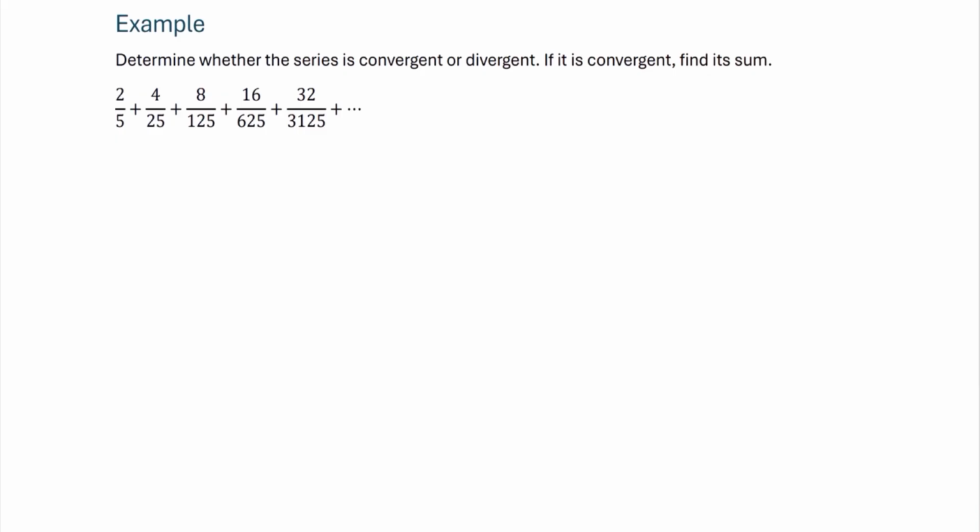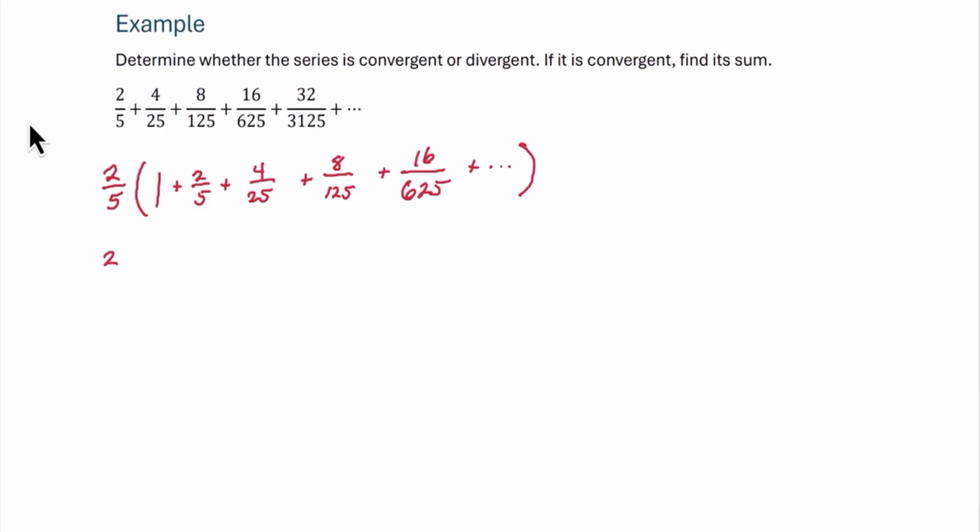In our next example, it looks like we have factors of 2 in the top and factors of 5 in the denominator. Let's pull out 2/5. Let's factor it out and see if that helps us rewrite this or recognize any kind of patterns. So we have 1 plus 2 over 5 plus 4 over 25 plus 8 over 125 plus 16 divided by 625. That pattern is going to continue.